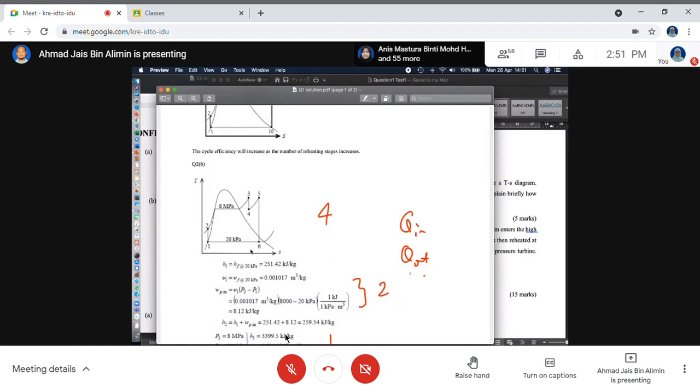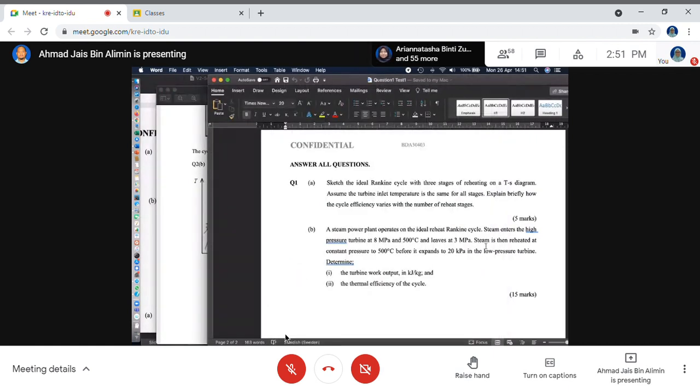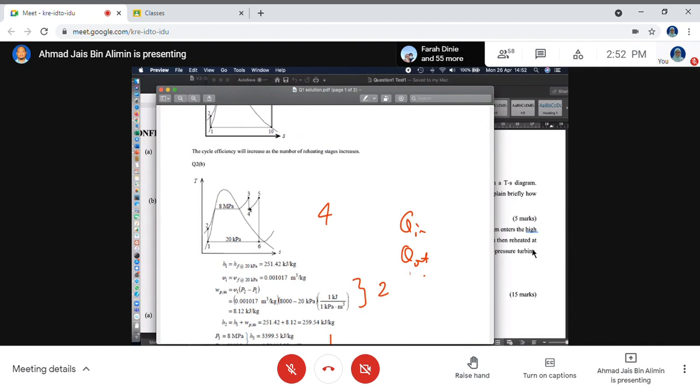Yang ni pun sama, cuma beza dengan soalan exam tadi, dia ada reheat 1 kali. Soalan ni, soalan yang tulis, a steam power plant operates on the ideal reheat Rankine cycle. So bila ada reheat, maknanya akan ada 1 proses reheat.